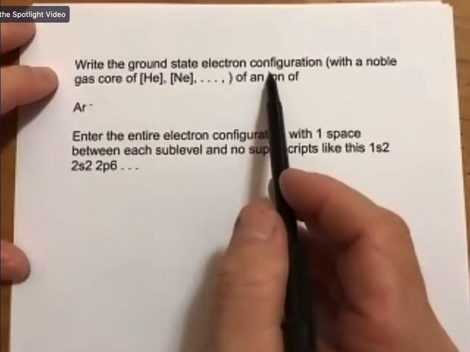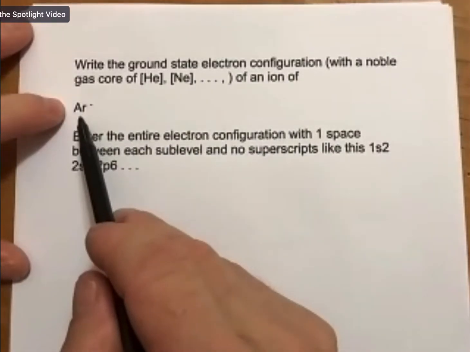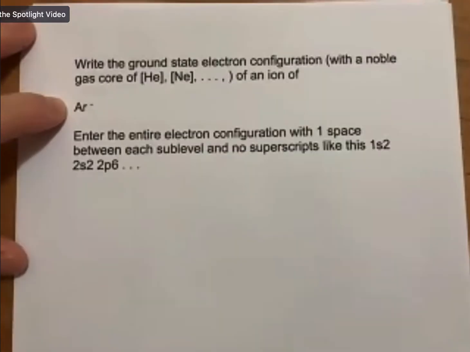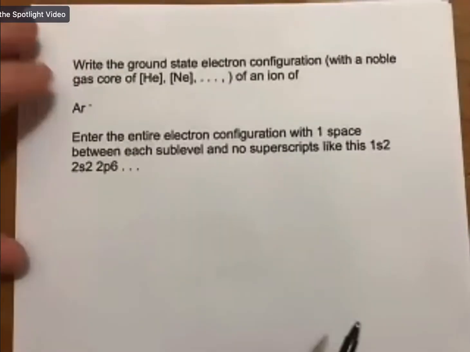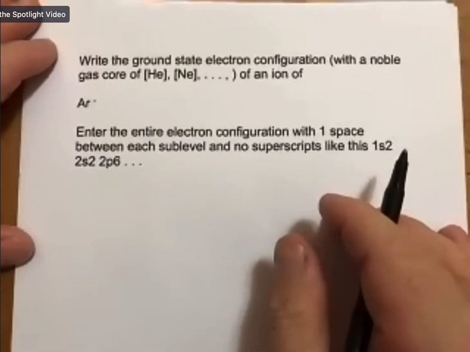Ground state electron configuration of an ion of argon minus. And what's coming up next? Yeah, we'll do a couple of examples here to cover our bases.